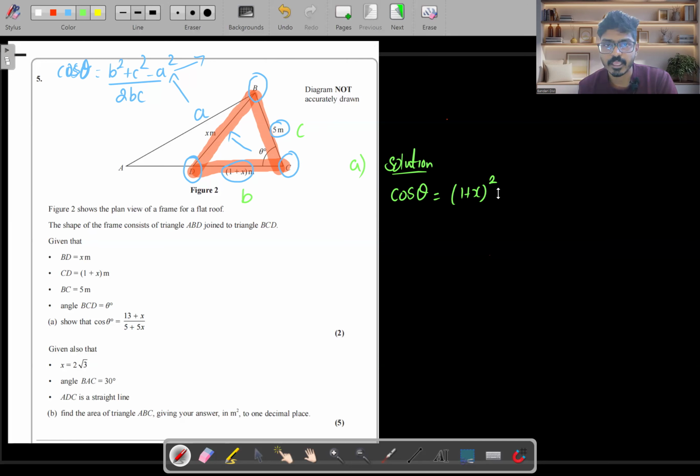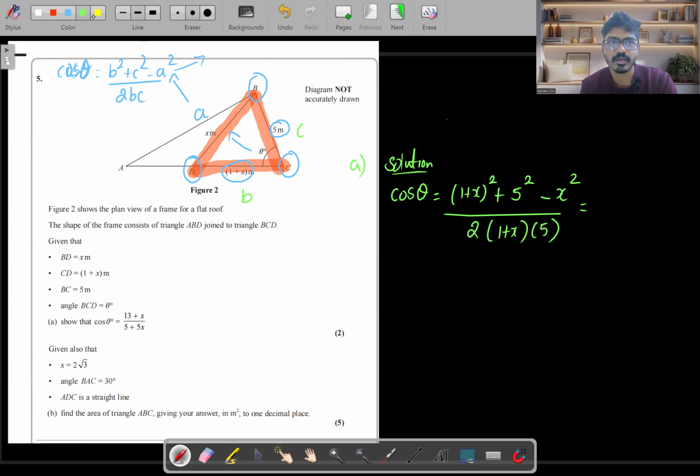And then b squared plus c squared is going to be how much? 5 squared, minus, what is the value of a? The side opposite to the angle theta is going to be important here, and that is x squared, all over 2bc. What is the value of b again? 2b is again 1 plus x, and our c value is going to be 5. So let's complete this question.